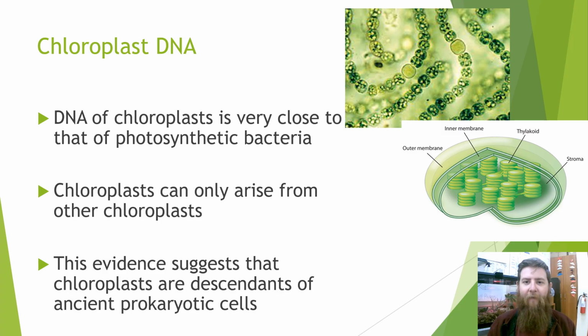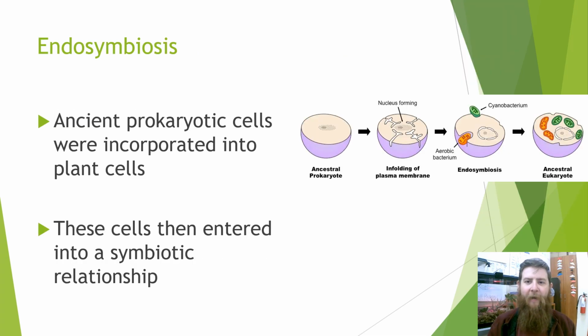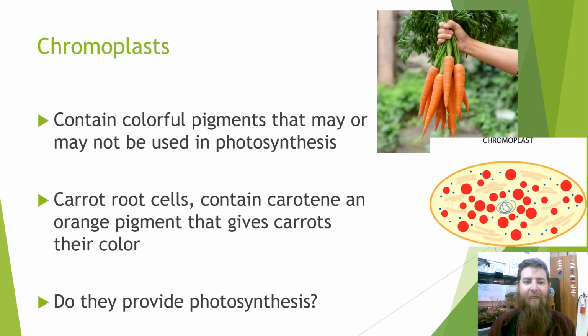Chloroplast DNA is very close to that of photosynthetic bacteria, and chloroplasts only come from other chloroplasts. Because of that, the evidence suggests that chloroplasts are actually descendants of photosynthetic prokaryotic bacteria. How we got them inside of cells is through a process called endosymbiosis, where ancient prokaryotic cells were incorporated into plant cells. These cells then entered into a symbiotic relationship.